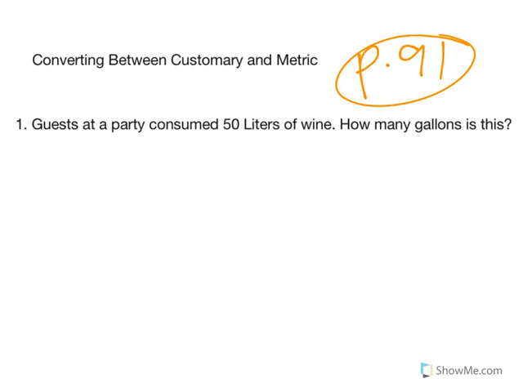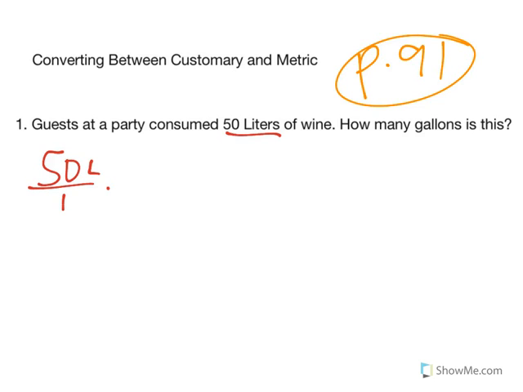So we are going to do page 91 together, and we will start with number 1. Guests at a party consumed 50 liters of wine. How many gallons is this? Well, we start with what they give us, 50 liters. If you look at page 93 in the middle where it says volume, we notice that 1 quart is 0.946 liters, or 1 liter is 1.06 quarts. You can use either one.